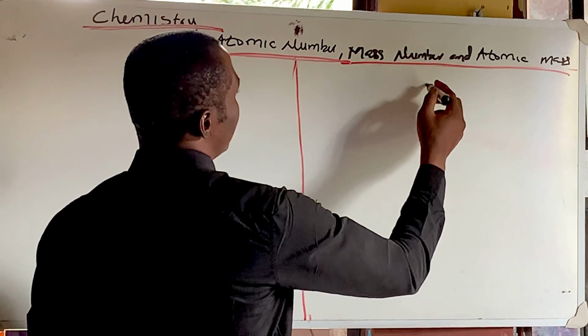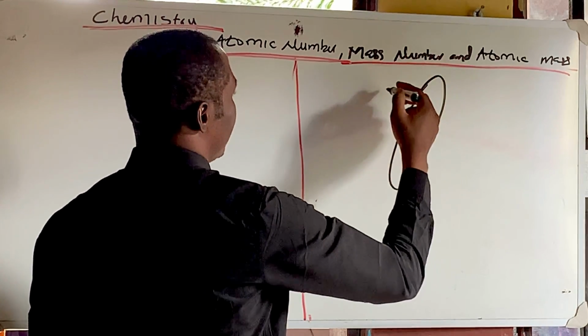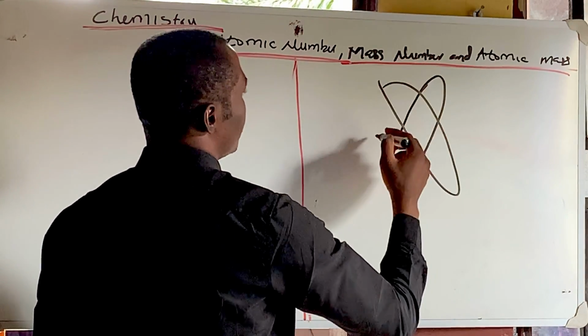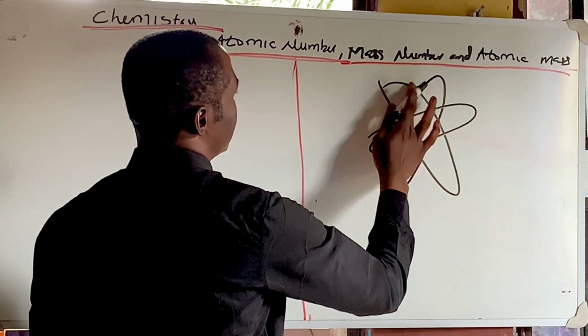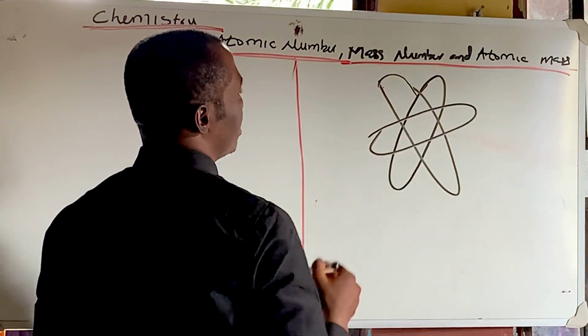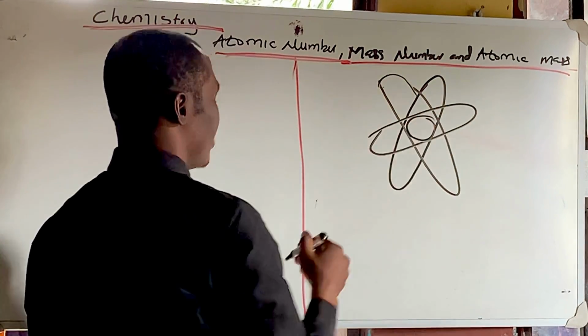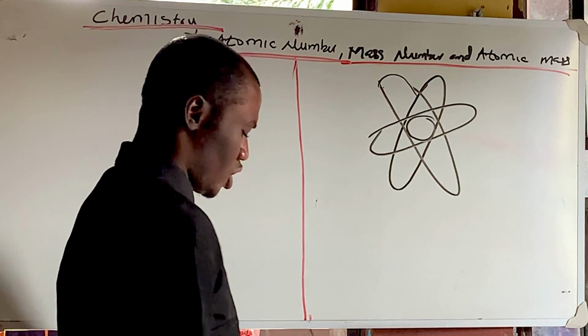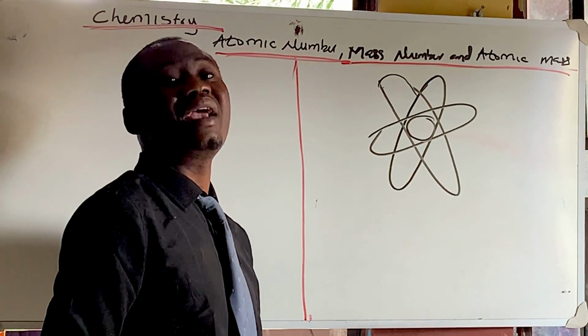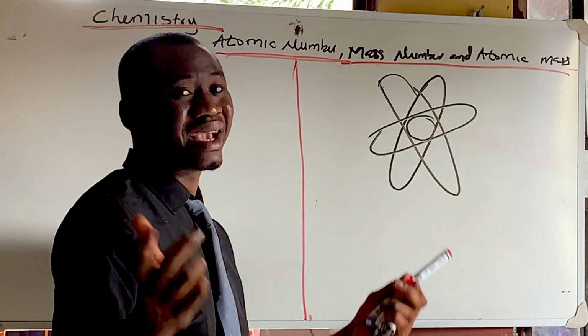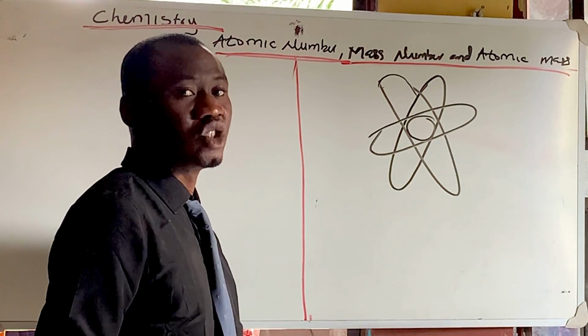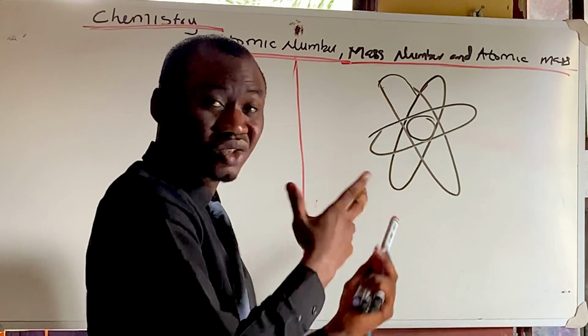Now we have the structure of an atom, which looks like this and like this. Okay? In the structure of an atom, we have the nucleus inside. Meanwhile, nobody has seen an atom anyhow, but by chemistry, discovery, and presumption, we can say this is the structure of an atom.